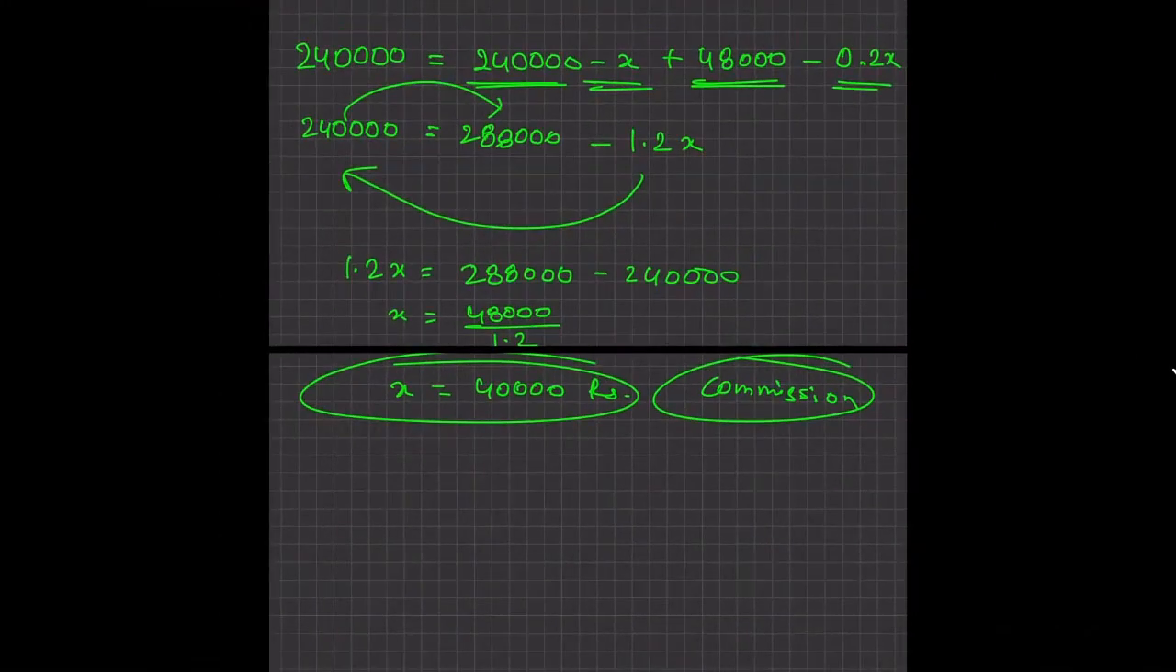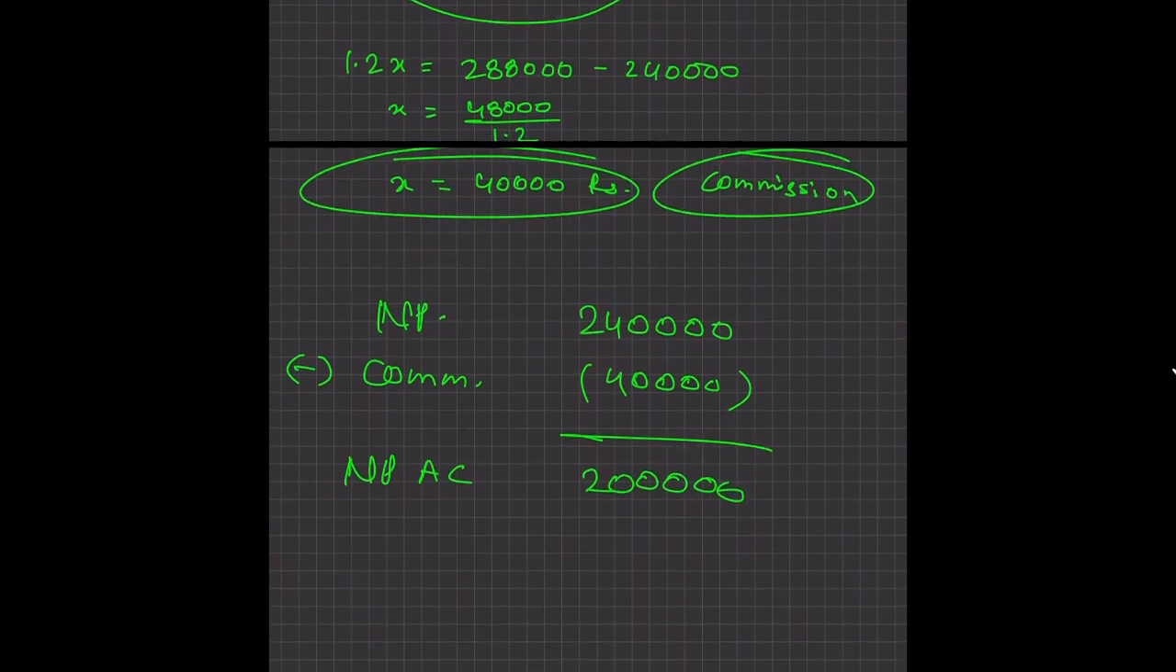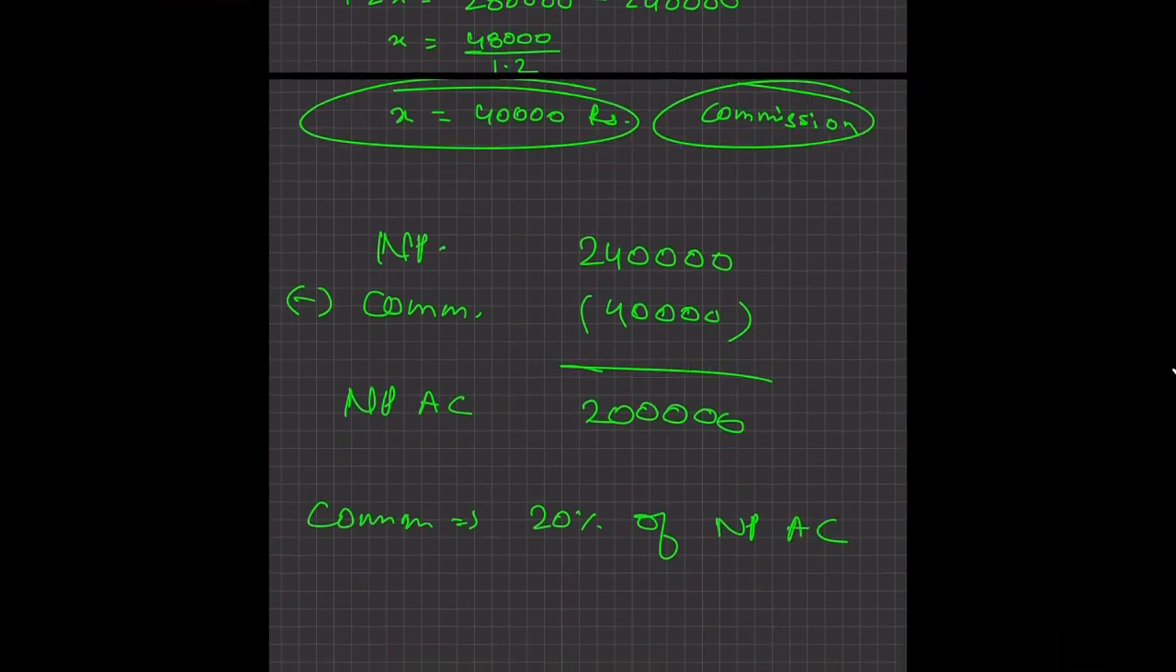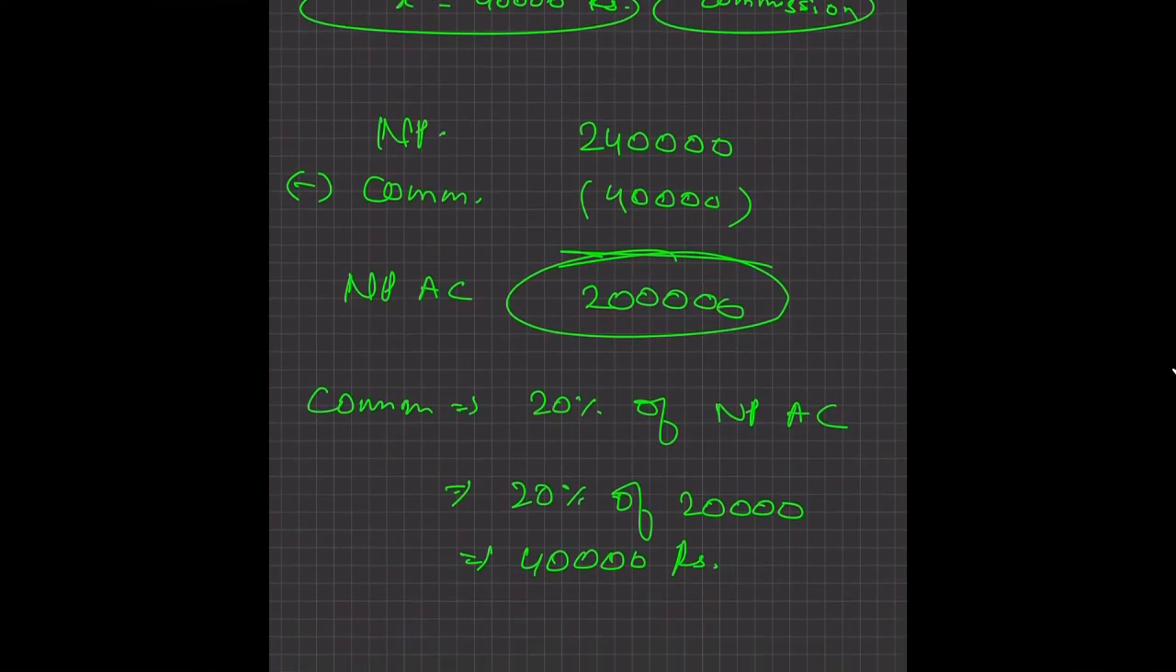Now let us go back. My net profit was 2,40,000. If I deduct the commission of 40,000 from it, what is the net profit after commission? It is, sir, 2 lakhs. Now can you check my commission? My commission is equal to 20% of net profit after commission. So my net profit after commission is coming to be 2 lakhs. So 20% of 2 lakh would be 40,000. So that is the correct answer.